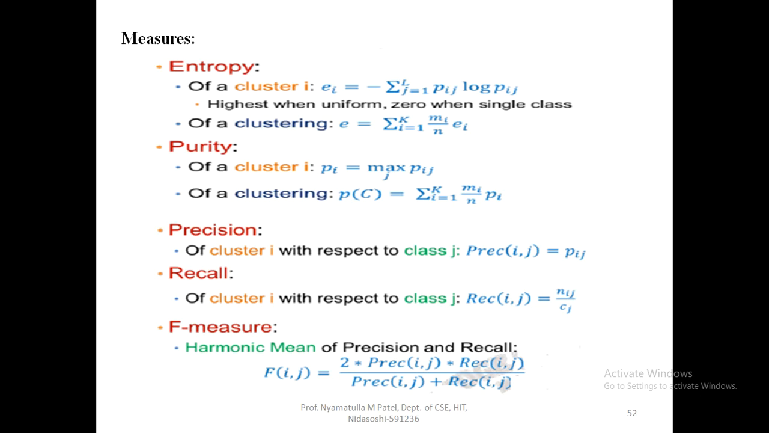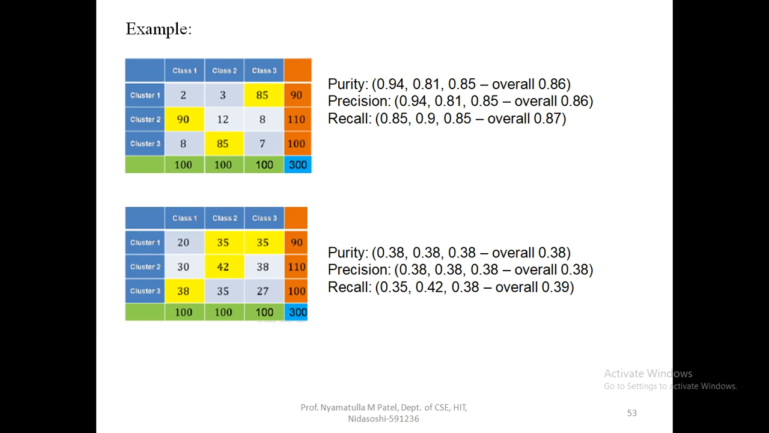So, once you calculate precision and once you calculate recall, then we will be able to calculate F-measure, which is nothing but the harmonic mean of precision and recall. So, F_ij is equal to 2 into precision into recall divided by precision plus recall. So, here we will take one example.